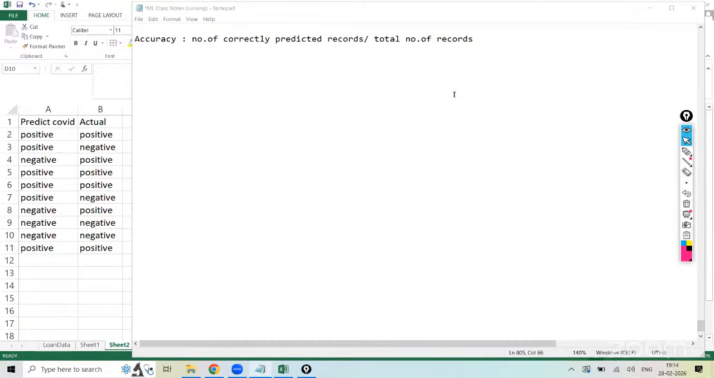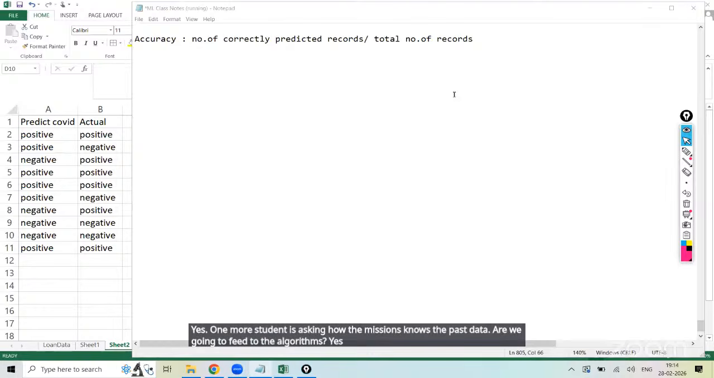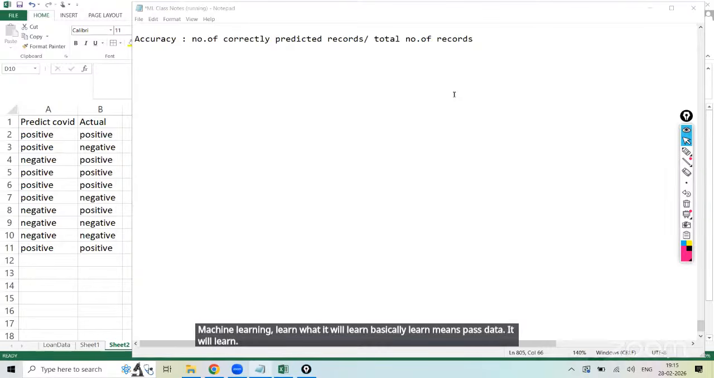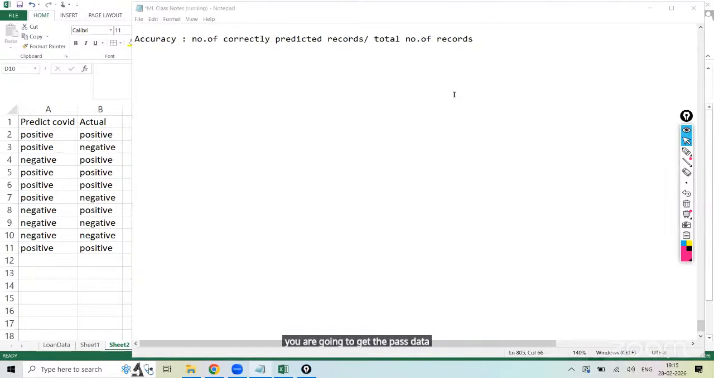Yes, one more student is asking how the machine knows the past data, are we going to feed it to the algorithm? Yes, applying a machine learning algorithm means nothing but giving the past data to learn. Machine learning, learn. What will it learn? Basically, learn means it will learn from past data. You are going to give the past data and it will learn the patterns inside that. Is the point clear?